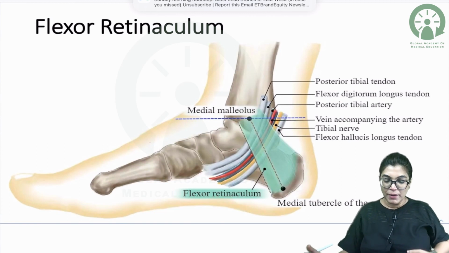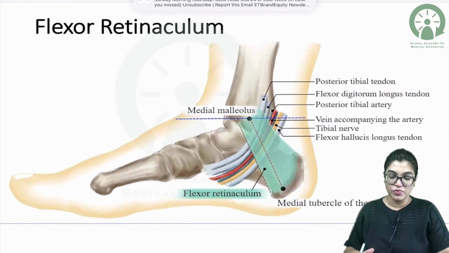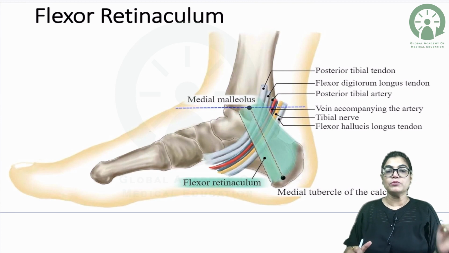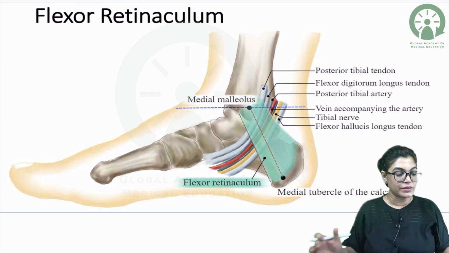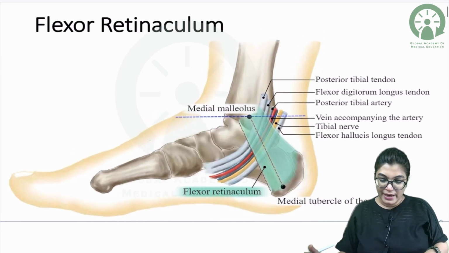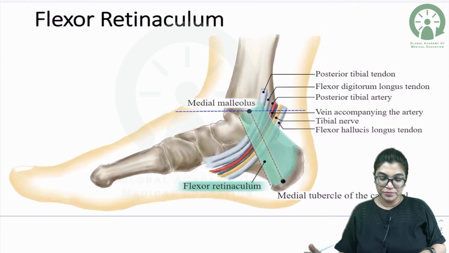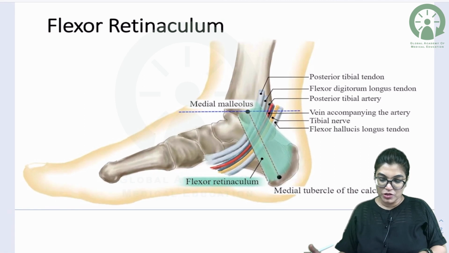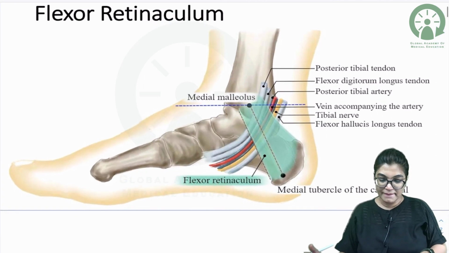For lower limb part 2, you have to know the retinaculums: the flexor retinaculum, the extensor and peroneal retinaculum, and what structures traverse below them. Here in this diagram, you can see the flexor retinaculum. Very nicely you can appreciate it.